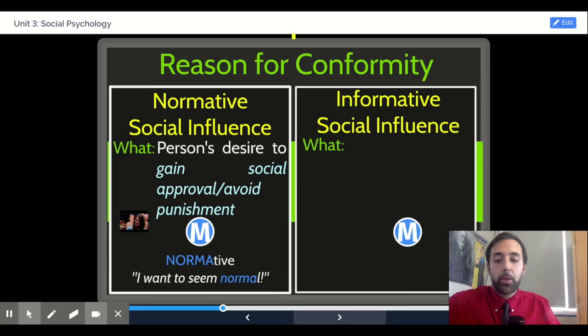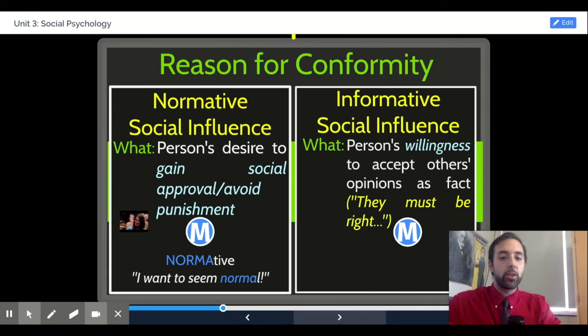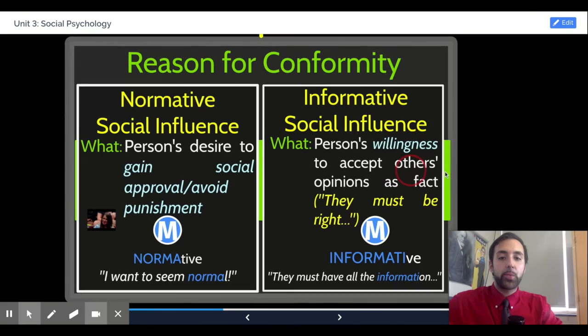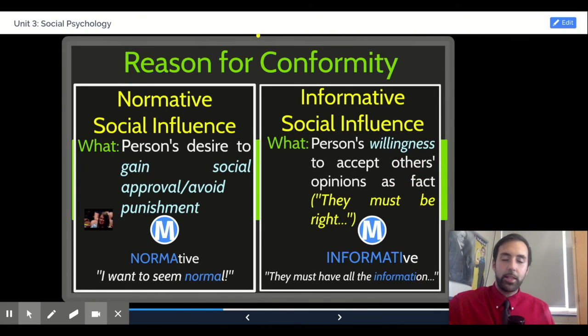As a mnemonic, when I look at the word normative, I see the first 5 letters and it just reminds me of the word normal. And I think of the phrase, I just want to seem normal. I didn't want to stand out. That's precisely what normative looks like. Informative, on the other hand, is when you actually sit there and think to yourself, is my eyesight off today or something? If everybody is saying that's the right answer, they must be right. I must need to get my eyes checked.